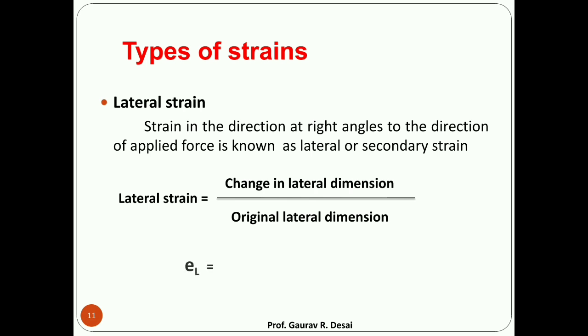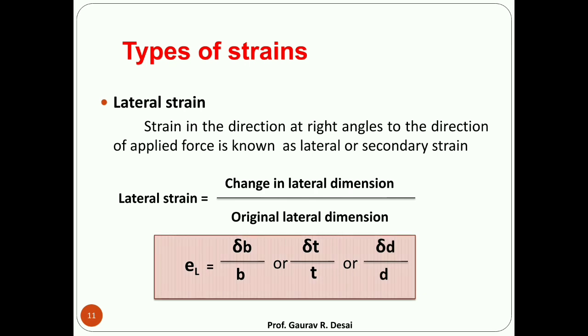It is denoted by e suffix L, and the ratio of delta b to b, if it is the width of the member, small b we will use. If it is thickness of the member, it is delta t by t, means change in thickness upon original thickness. And third case, if the bar is circular, we'll say change in diameter, means delta d upon small d, means original diameter. So these are the terms we will be using depending on what type of member, circular or rectangular, is given in the question. These formulas are important while solving the questions.